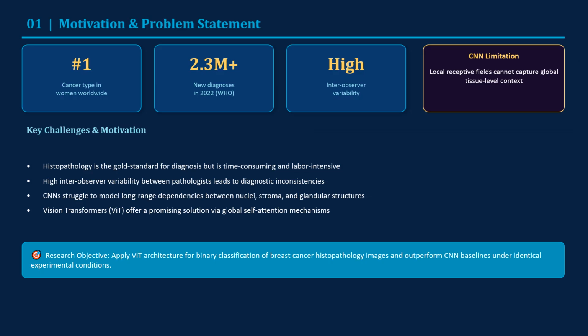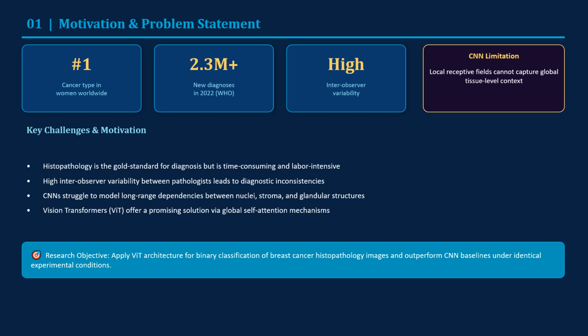Breast cancer is one of the most common cancers in women, and every year millions of new cases are reported around the world. One of the most important factors in improving patient survival is early diagnosis. Today, doctors usually diagnose breast cancer by examining tissue samples under a microscope. This method is very accurate, but it also has some challenges. It takes time, requires experienced pathologists, and sometimes different doctors may give different opinions when examining the same sample.